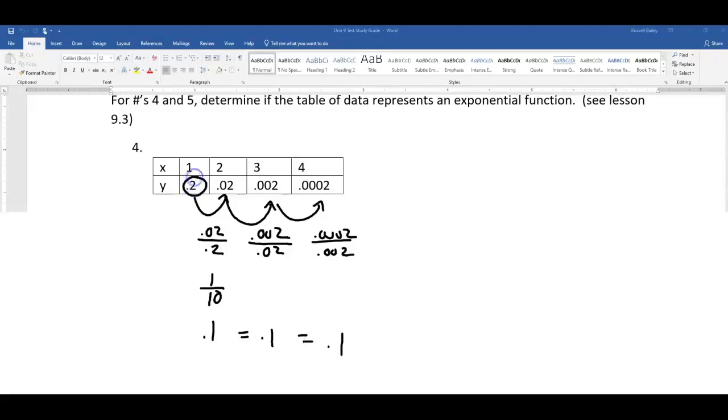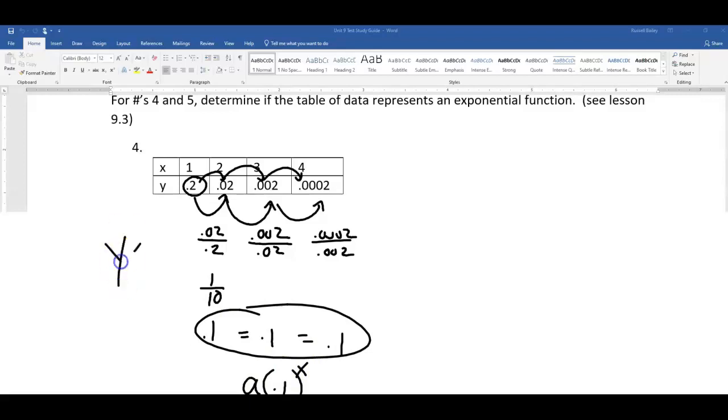So if I take 0.2 and I multiply it by 0.1, I get that. And if I multiply that by 0.1, I get that. And if I multiply that by 0.1, I get that. That means that's my b value in my exponential function. That's the value that I'm multiplying by repeatedly. In other words, it's exponential. So this is an exponential function.